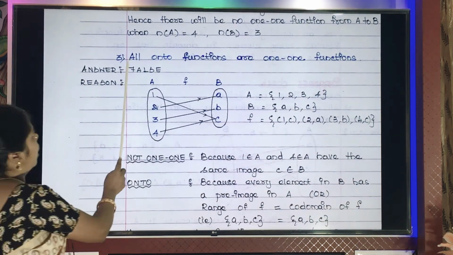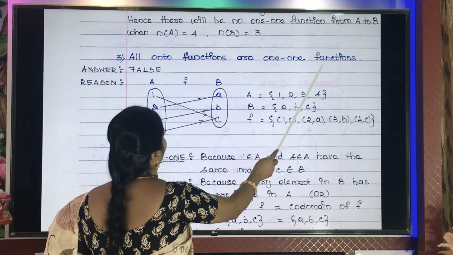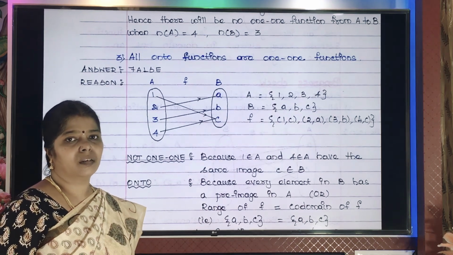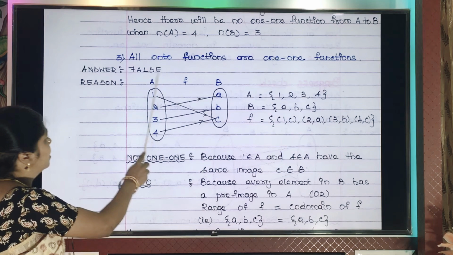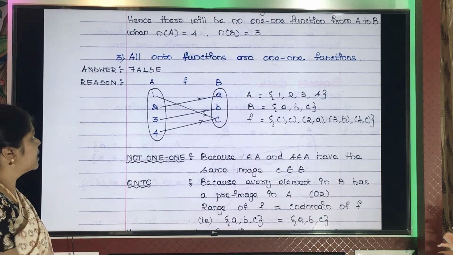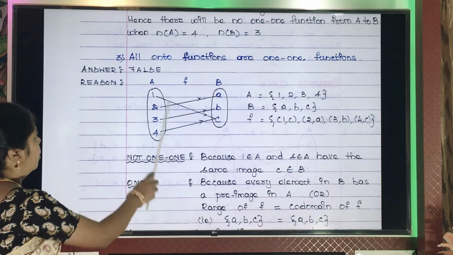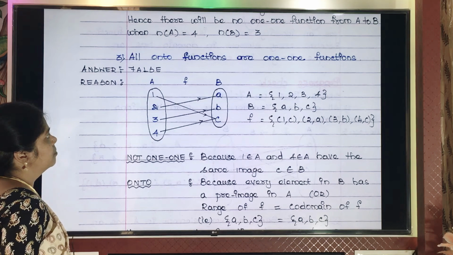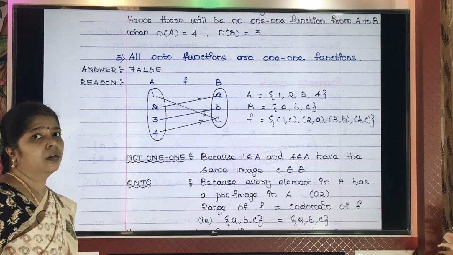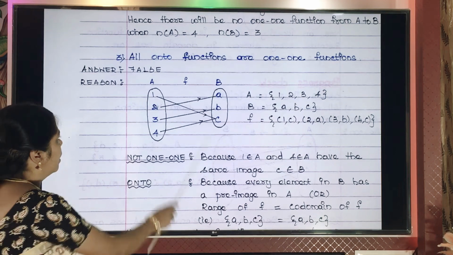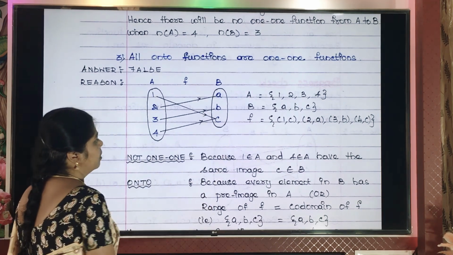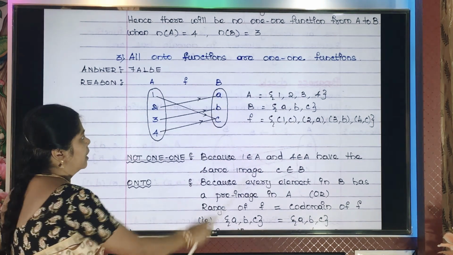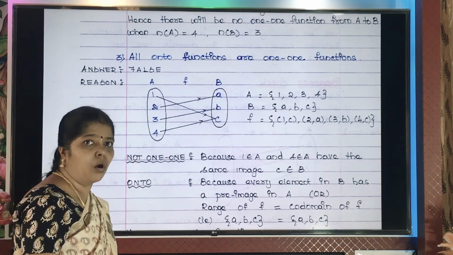Third one, all onto functions are one-to-one. What is this? They are telling all onto functions can be one-to-one. Is it true always? No da. Again it is false. How do we understand? By this example, 1, 2, 3, 4 is given in set A, and in set B, A, B, C. Onto function means what? Range and codomain should be equal. Now all these elements are getting mapped. But you can see A, B, C will be the range. A, B, C is the codomain. Therefore, this is an onto function.